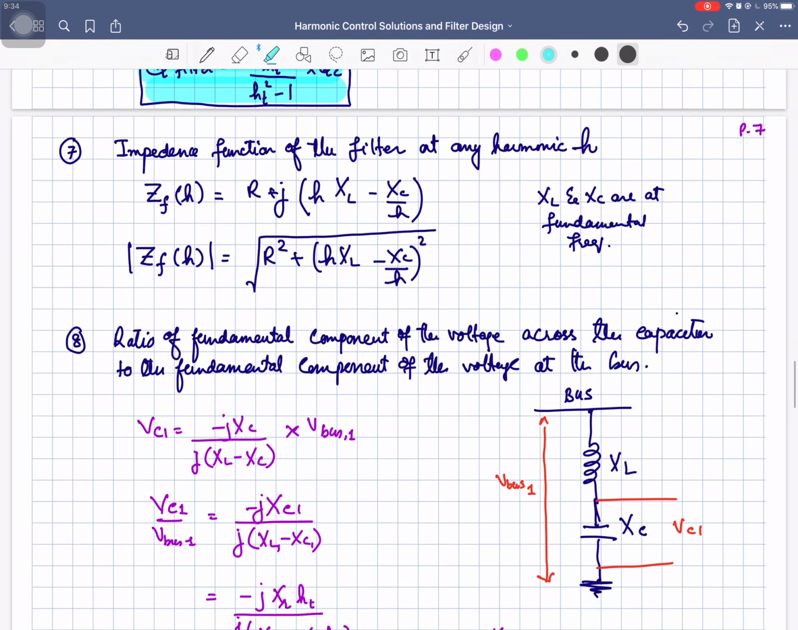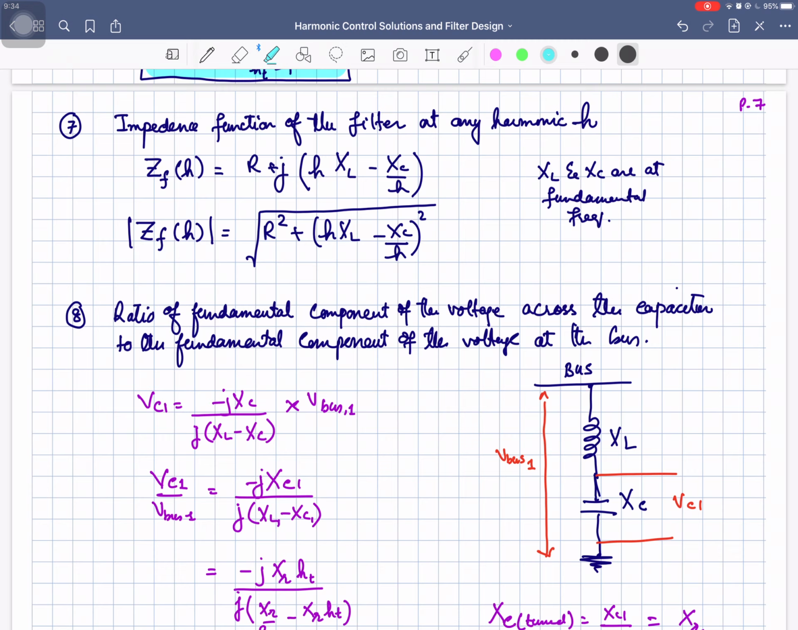Then we represent the impedance of the filter in terms of harmonic order, where H is the harmonic order. So, resistance plus jHXL minus jXC by H. The magnitude of this impedance will be given by this equation, where XL and XC are the reactances at the fundamental frequency.